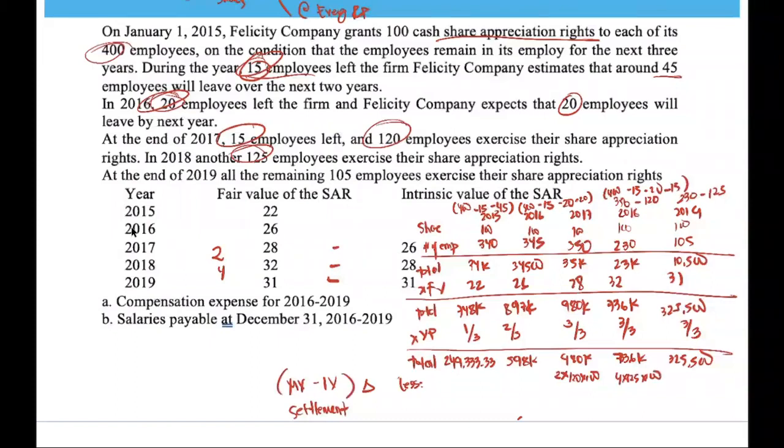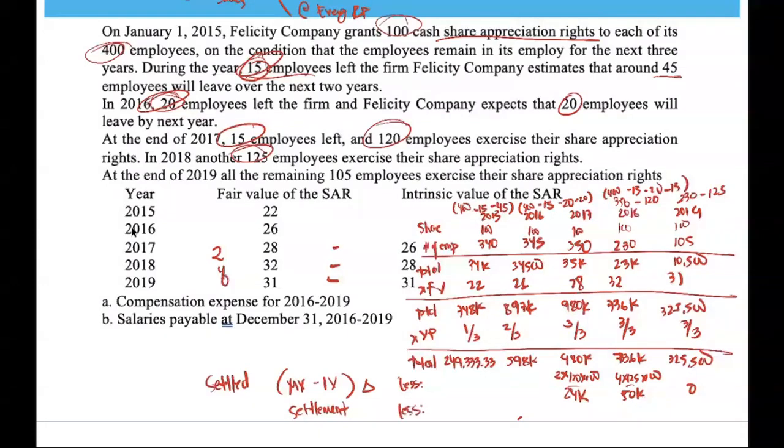Market value less intrinsic value multiplied by the shares settled. So our shares settled for 2017 is 120. For 2018, 125. Okay, so 125 employees times 100 shares, cash shares, 120 times 100 cash shares. Kaya ganun siya. So this is 24,000 and then this is 50,000. So dito wala because it is 31 and 31.